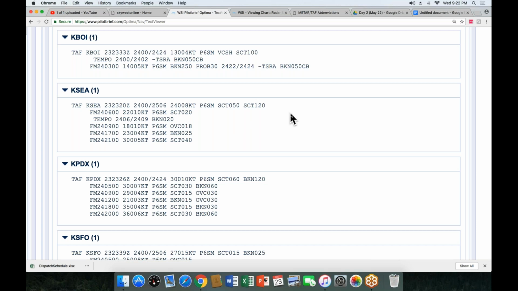But you can see why it's so important to understand the METAR, because the METAR and the TAF are 100% the same. It's just the TAF is dumbed down, less information, because we don't know what's actually going to occur.